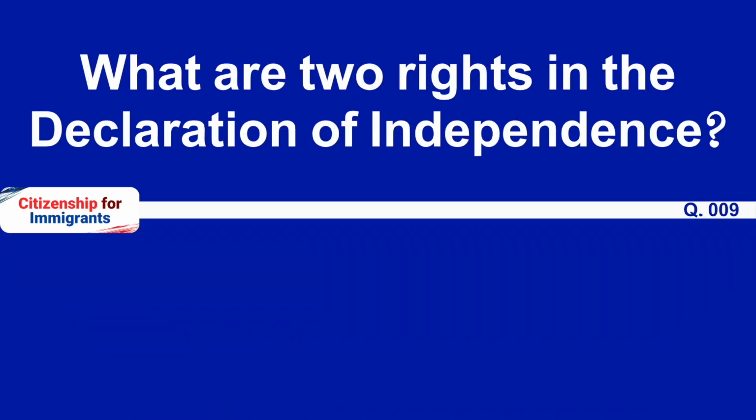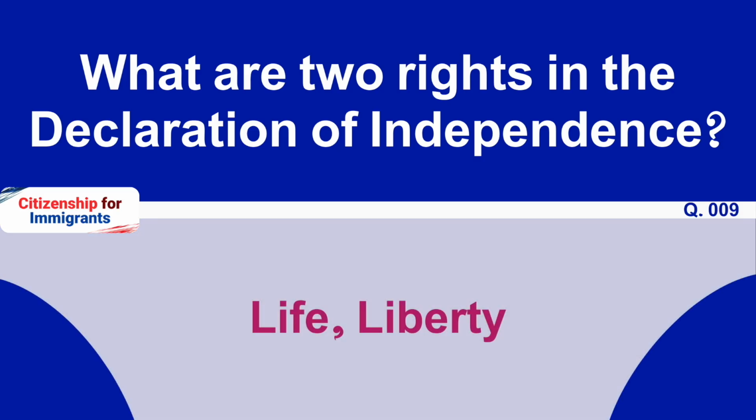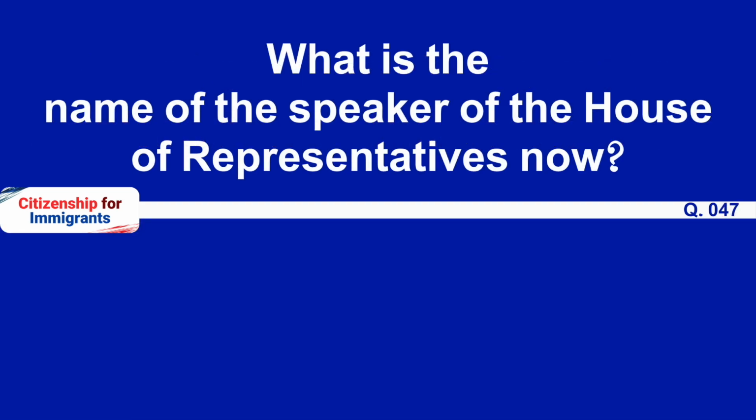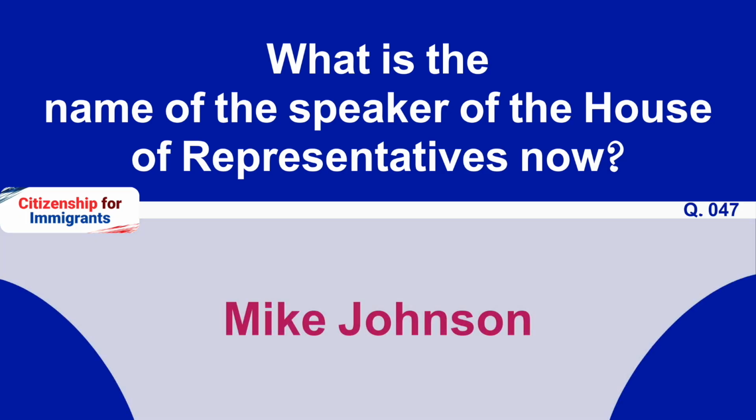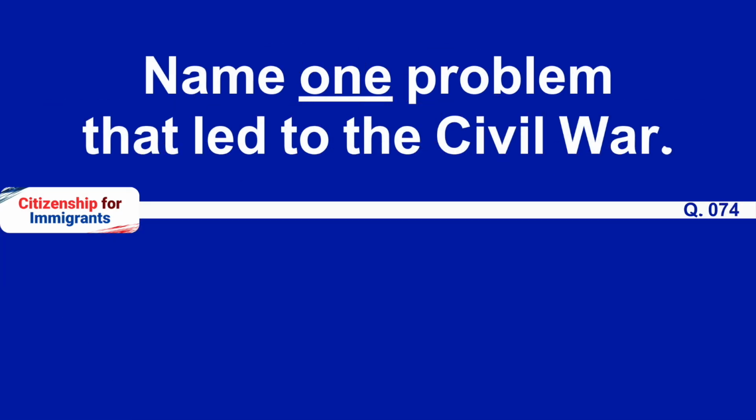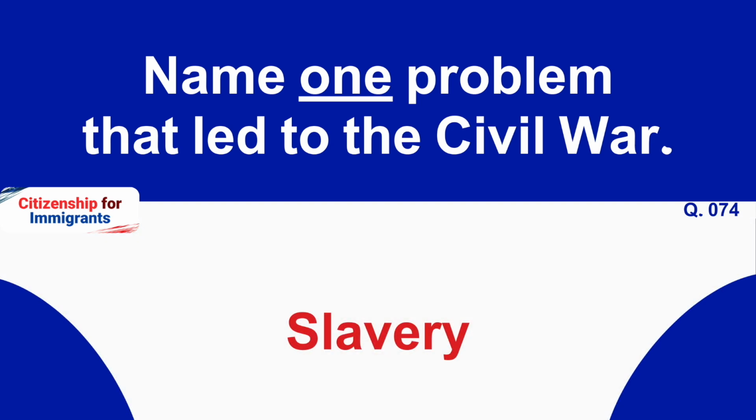What are two rights in the Declaration of Independence? Life, liberty. What is the name of the Speaker of the House of Representatives now? Mike Johnson. Name one problem that led to the Civil War. Slavery.